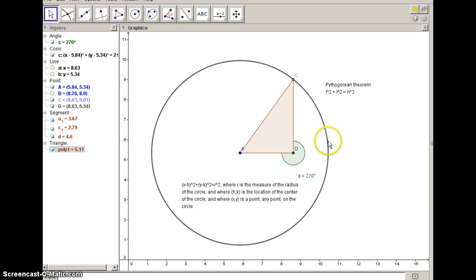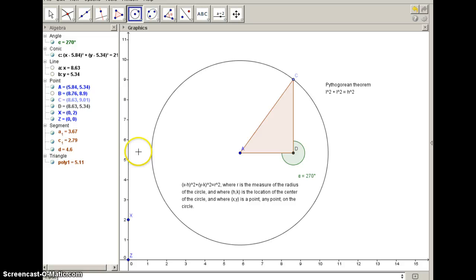So here we go. I'm going to place a circle. And actually, I'll place the points first. We'll place point Z at 0, 0. And let's call it point X, at 0, 2.